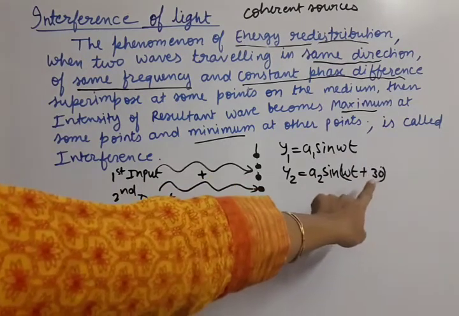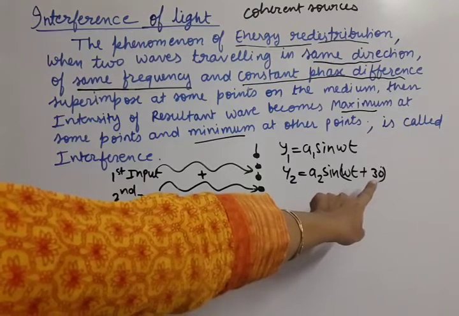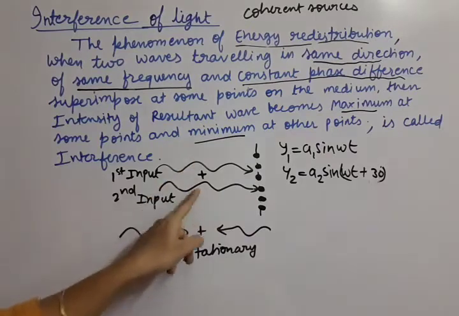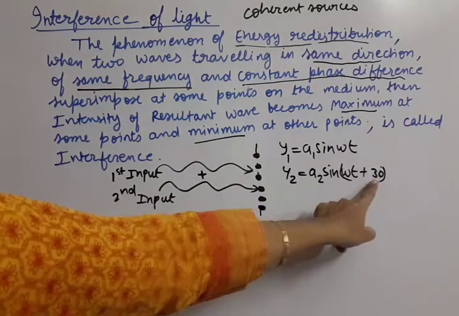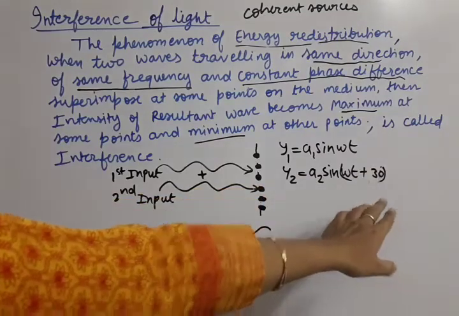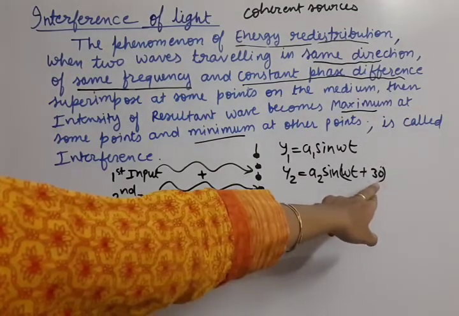So omega t plus phase difference. This 30 degree means phase difference it is. So we can say that between the two waves, there is a phase difference of 30 degrees, or it can be 45 degree, 40 degree, whatever. But it is a constant. It should not change with time.